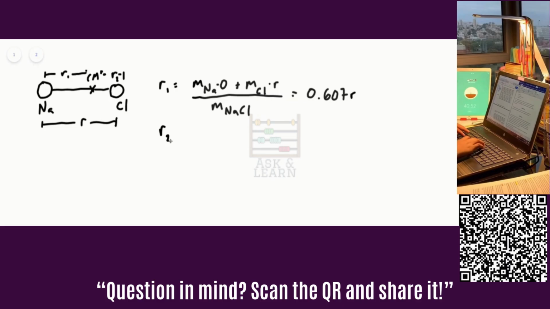And then because R1 and R2 have to add up to be R, we know that R2 is just R minus R1, or 1 minus 0.607 times R. So this is 0.393 R.